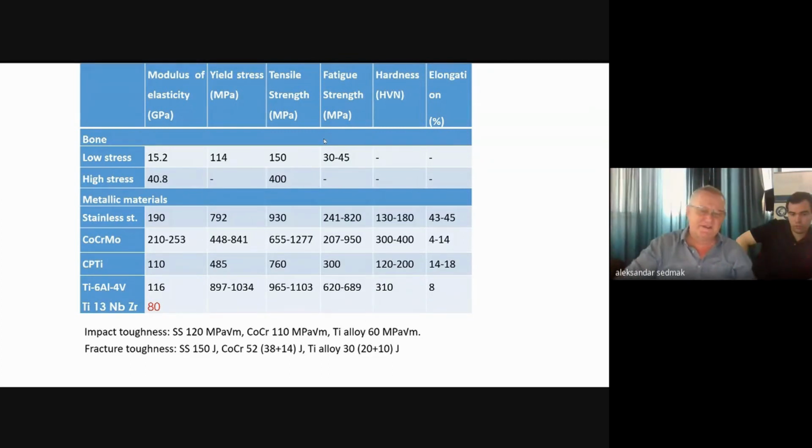Sorry, I just noticed that it's wrongly written. Fracture toughness is the first row, impact toughness is the second one. Sorry for that. We will correct this. But the main message is that titanium alloys are a bit brittle, not as tough as the other two. Anyhow, in applications, that's not that important. They fail from time to time, but not that often.